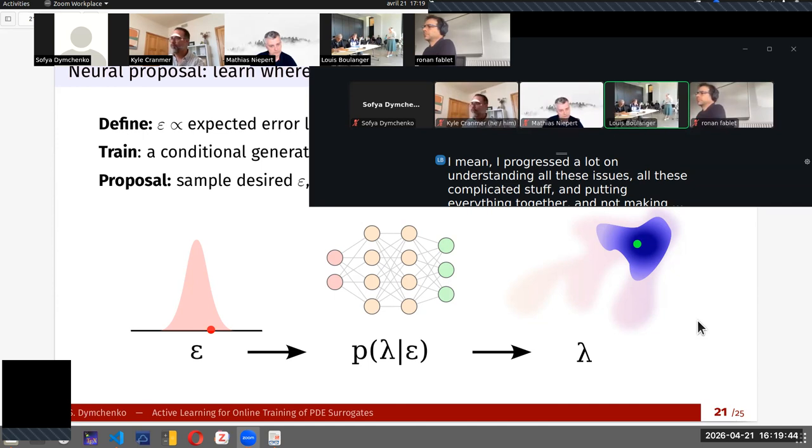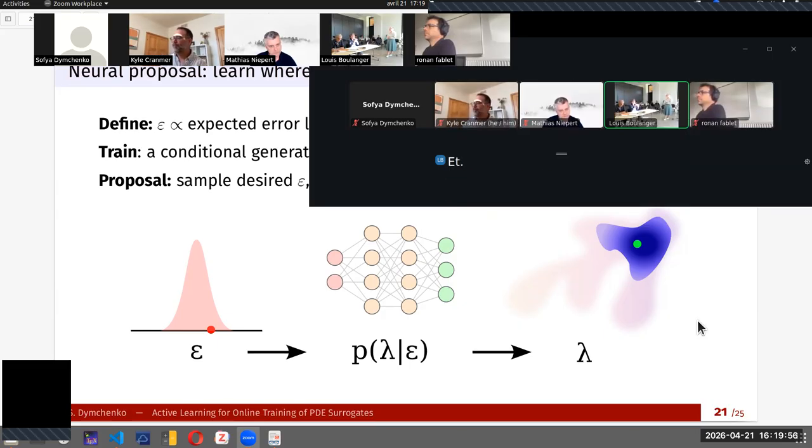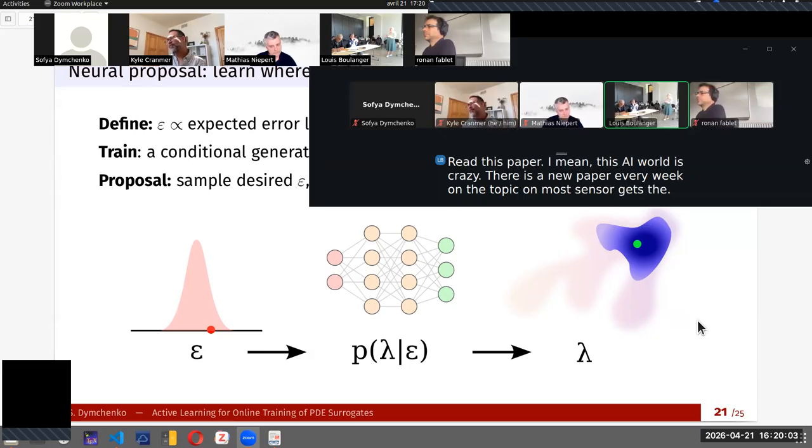And I will stress that it's also a team adventure, because you need the development of the system, you need these experiments, you need access to this supercomputer, you need the theoretical parts, and a little bit of understanding. Read this paper. This AI world is crazy. There is a new paper almost every week on the topic, and I get emails about new papers every day. So it's very challenging to work in that domain, and you succeeded.